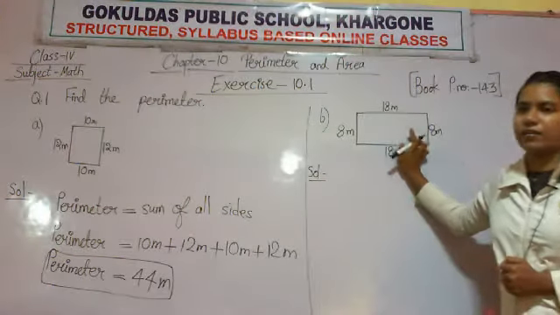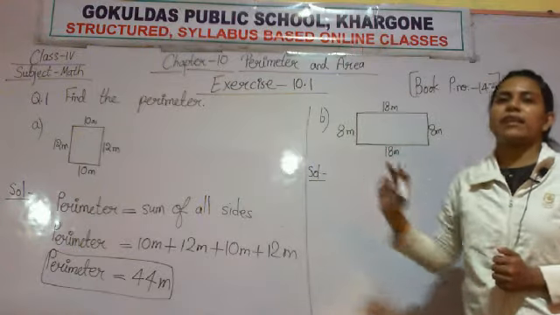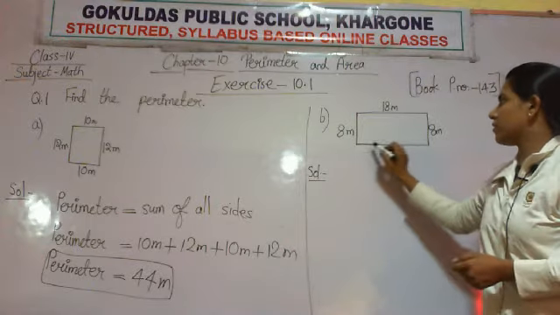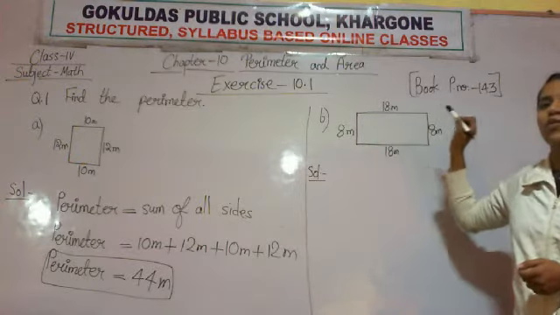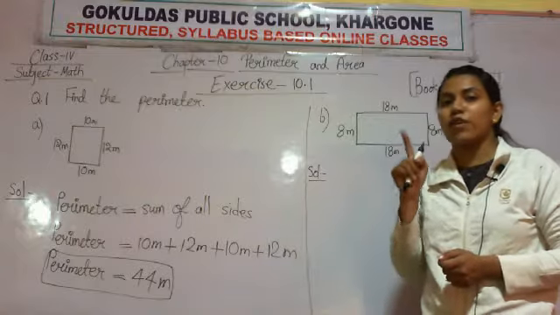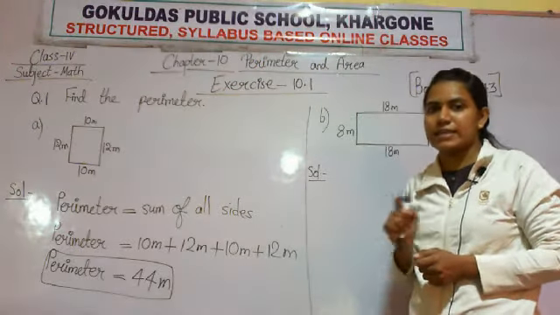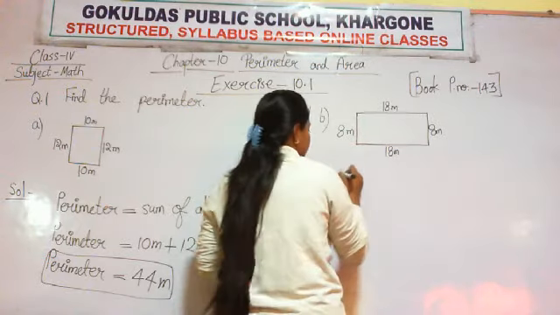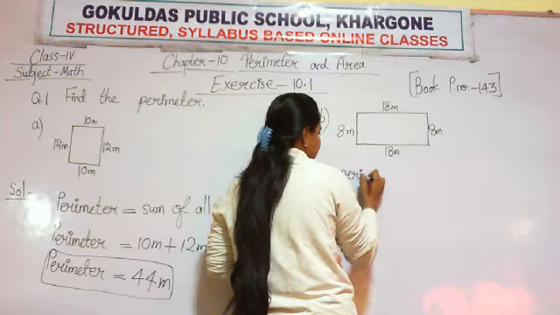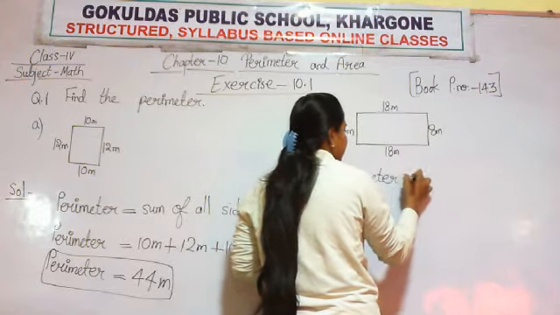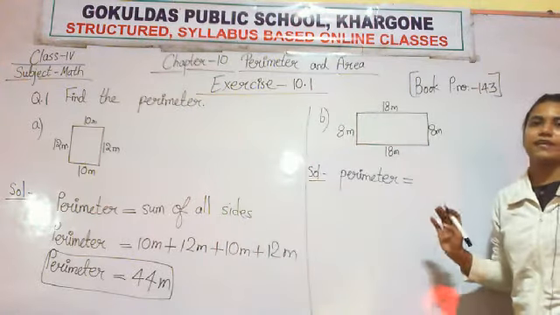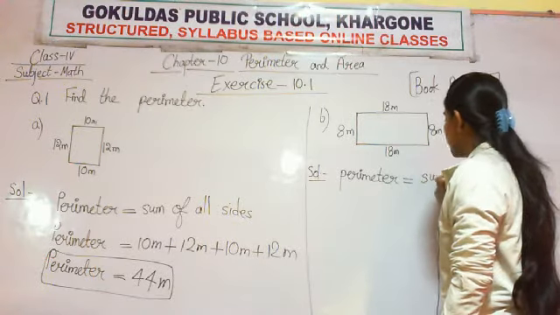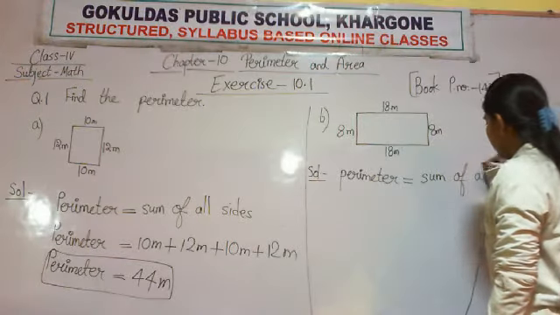A figure is given like this. You want to find the perimeter. Perimeter means what? When we cover the total distance of any shape in one round, it is known as perimeter, right? Or we can say that perimeter means sum of all sides. So perimeter equals to sum of all sides.